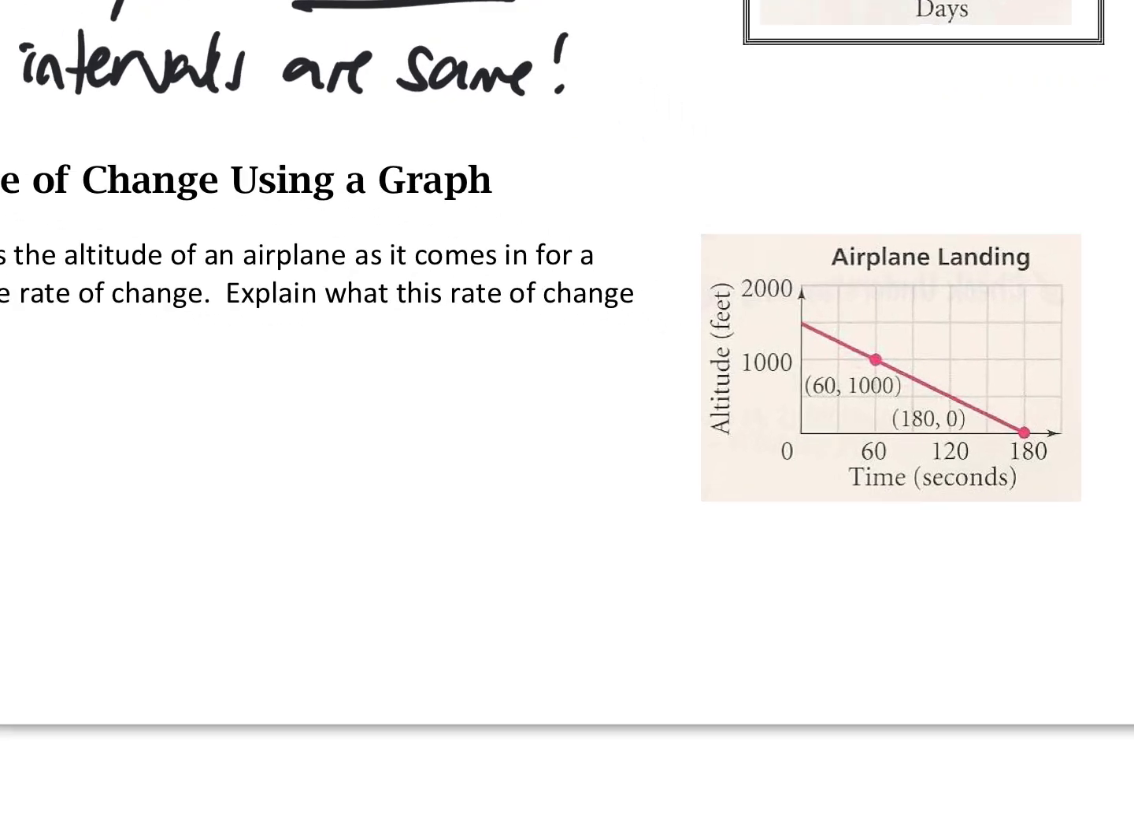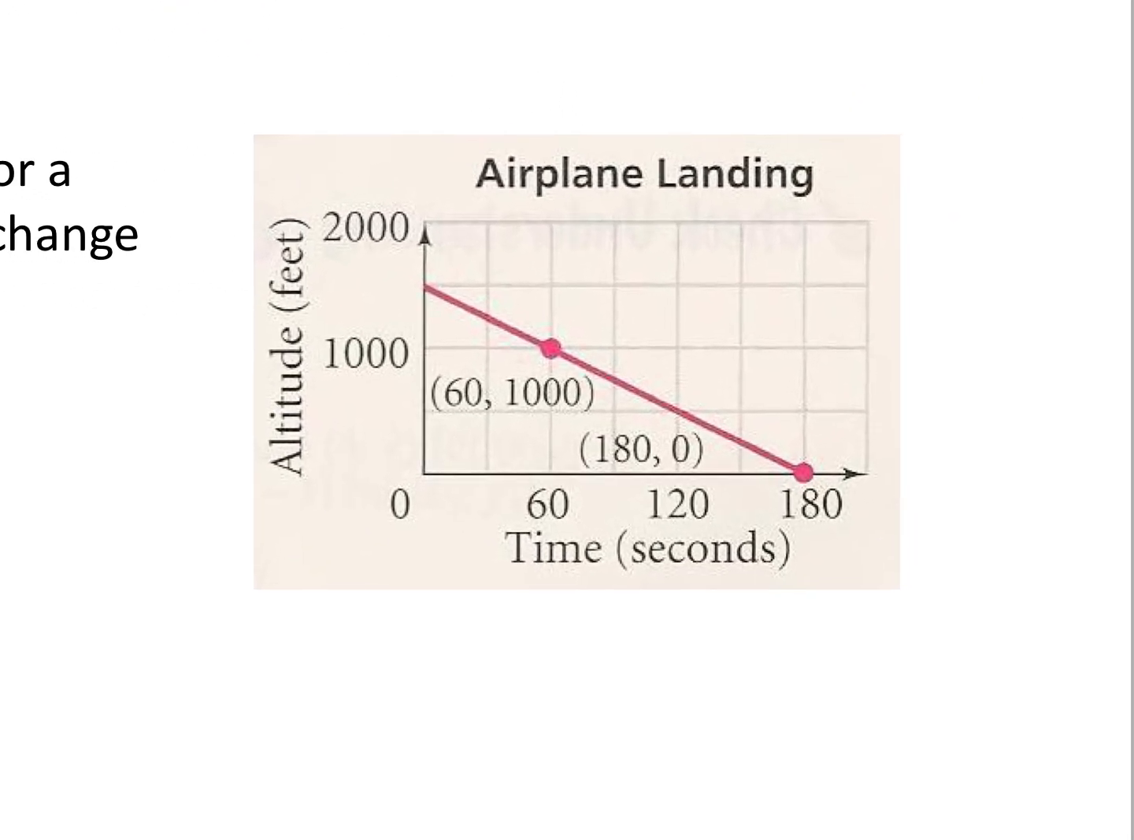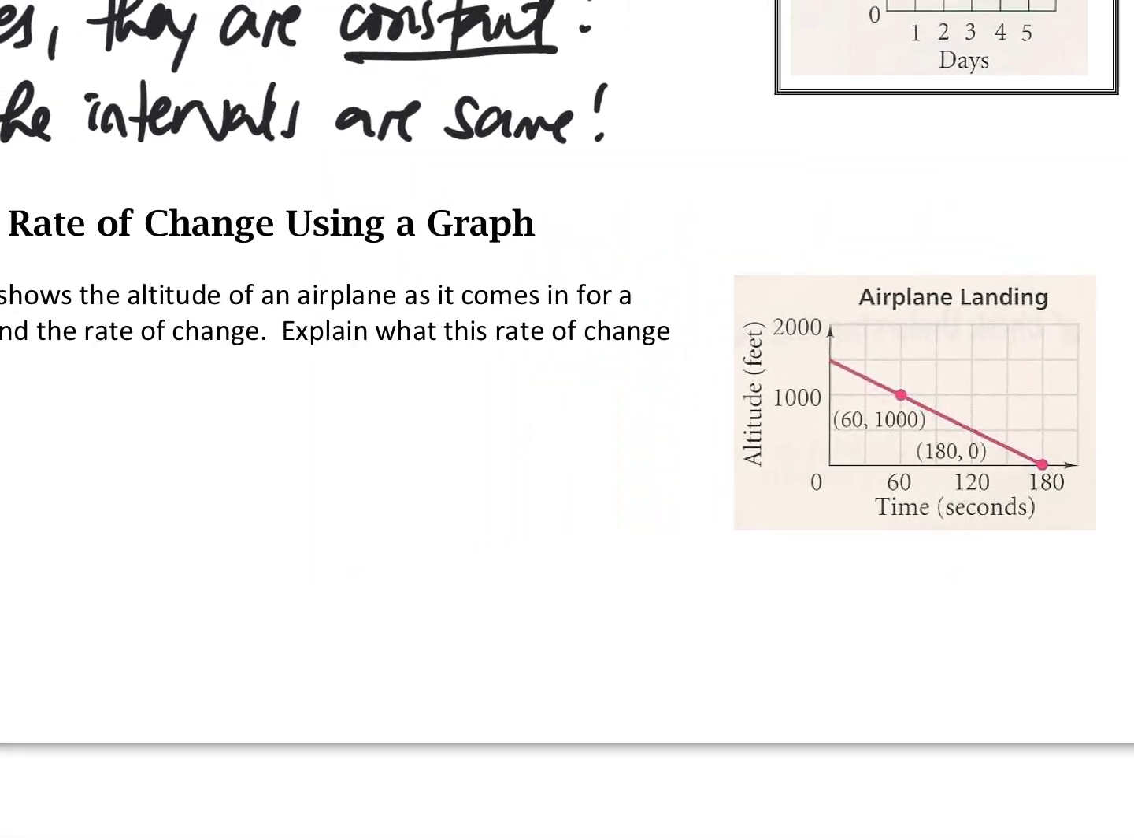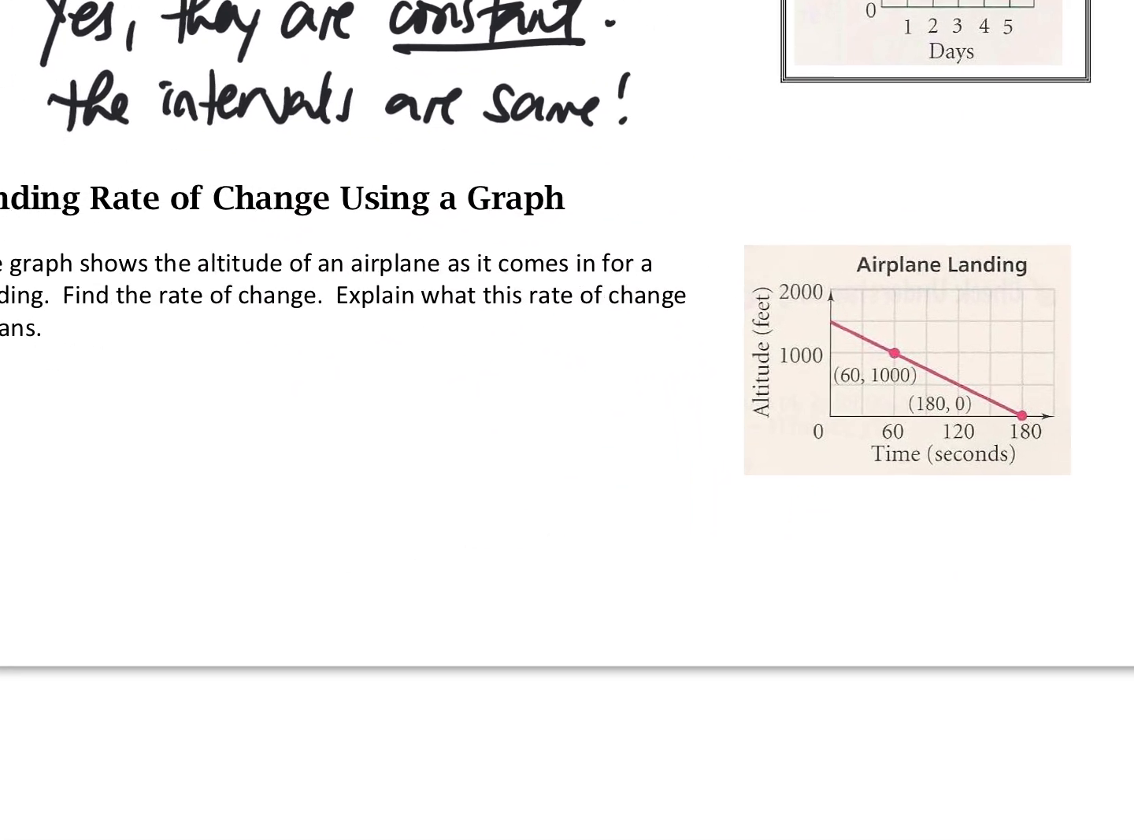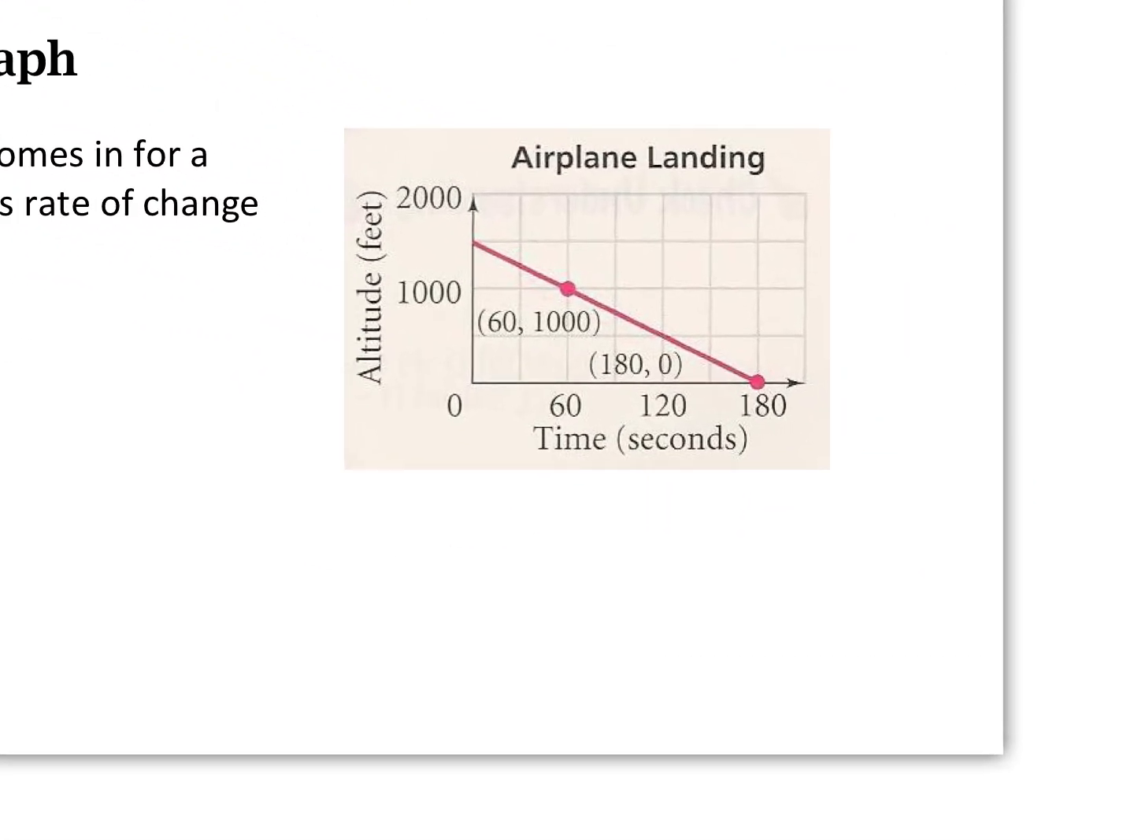If you look at this graph, we can see that the airplane is actually landing, so it means it's descending. It's coming from a very high altitude and it goes down. From the highest altitude going down, it means that it's decreasing. Okay, it is decreasing in nature.